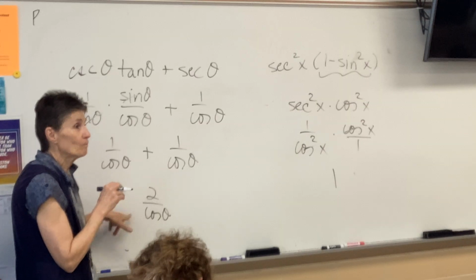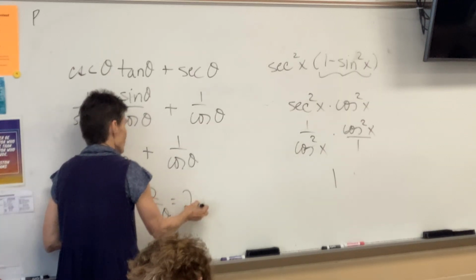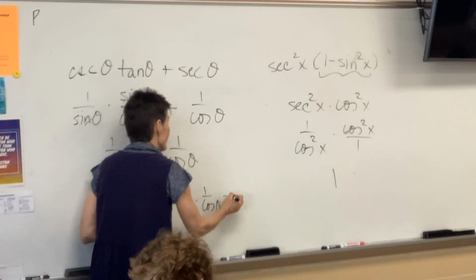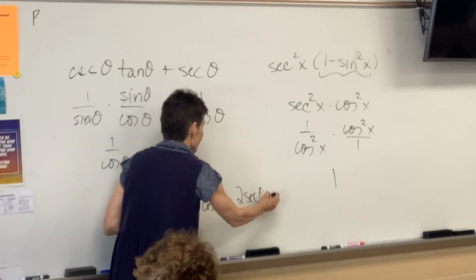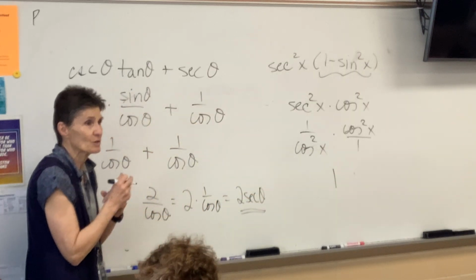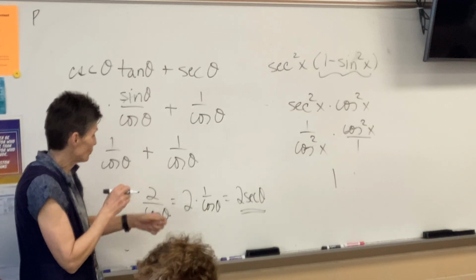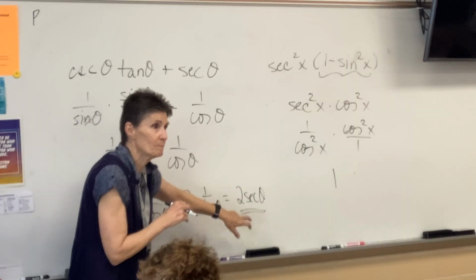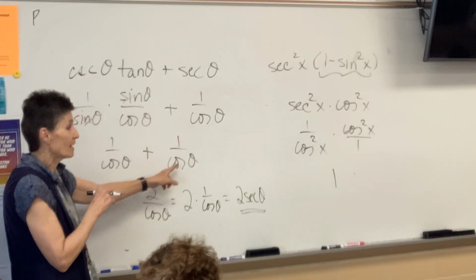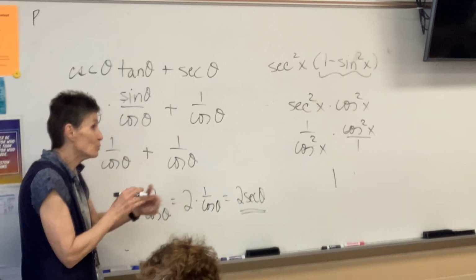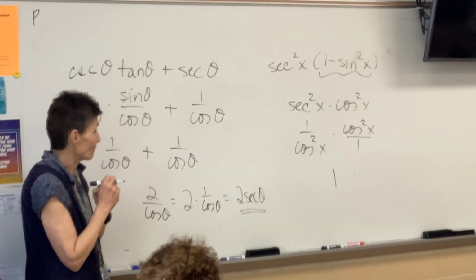I would let that go for full credit, but that's 2 times 1 over cosine, so it's really 2 secant. That would be the best answer, but because there's a 2 in that numerator, I would let 2 over cosine go. The 2 secant would be the best answer. That's a secant and that's a secant, so I have 2 secants. That's my answer.